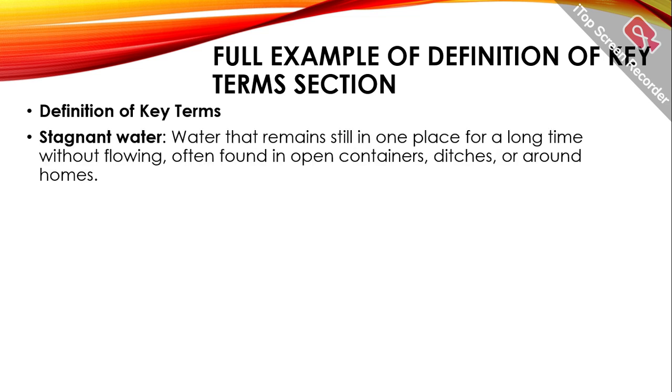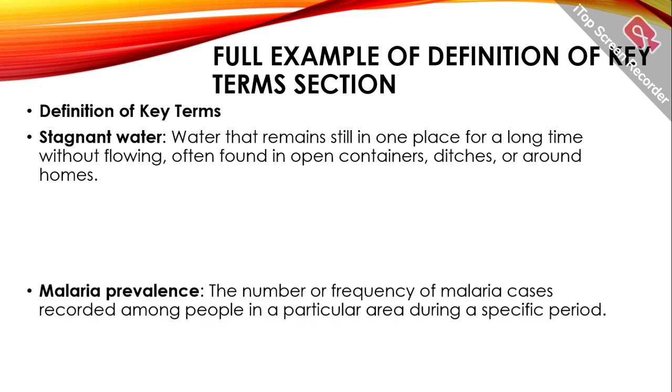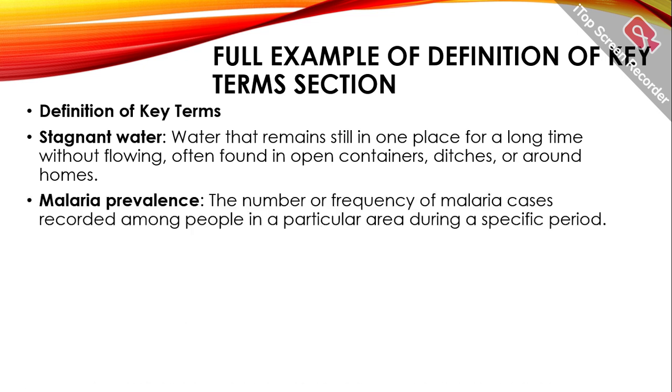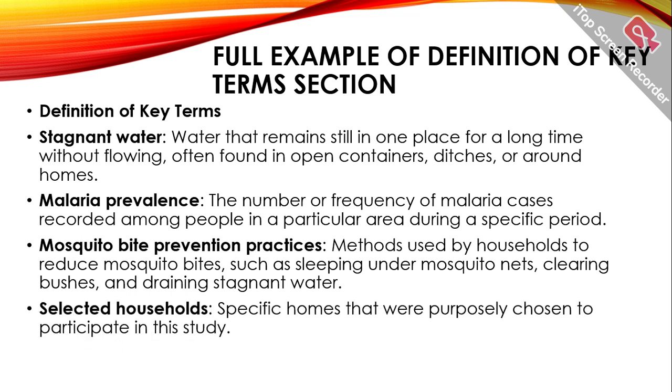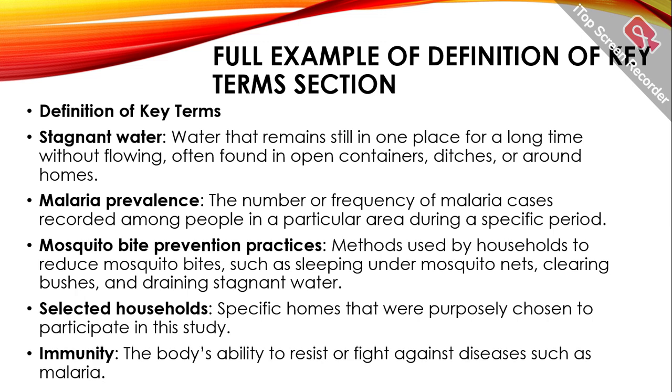like this, stagnant water. What is stagnant water? It is water that remains still in one place for a long time without flowing, often found in open containers, dishes, or around pits in homes. Malaria prevalence is the number or frequency of malaria cases recorded among people in a particular area during a specific period. Mosquito bite prevention methods.